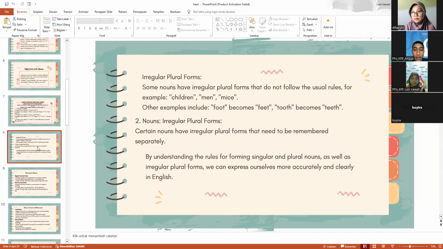By understanding the rules for forming singular and plural nouns, as well as irregular plural forms, we can express ourselves more in English.